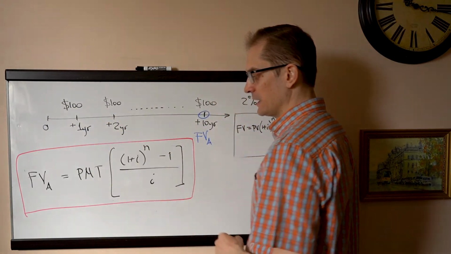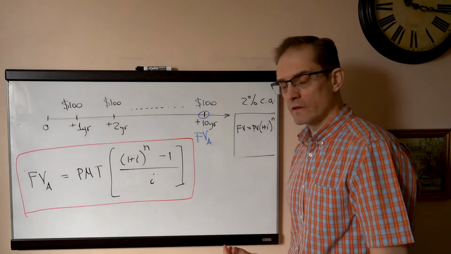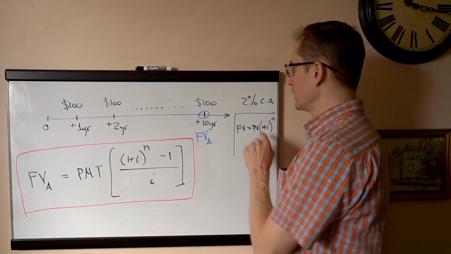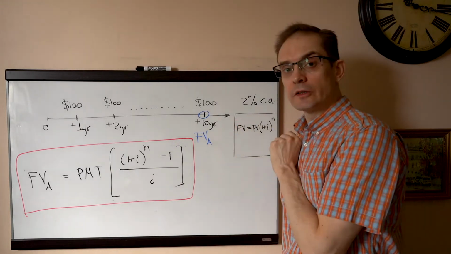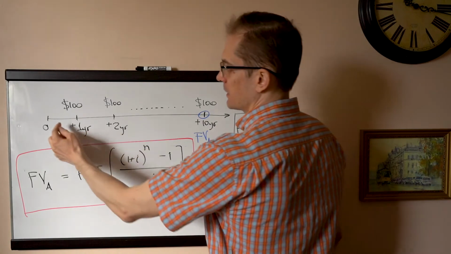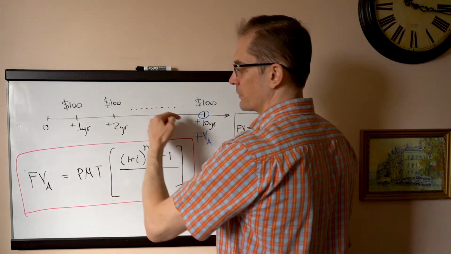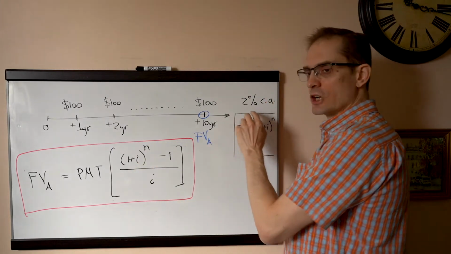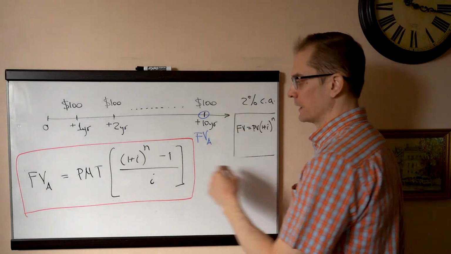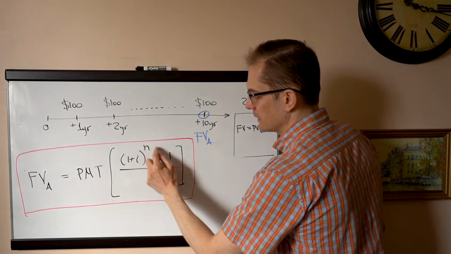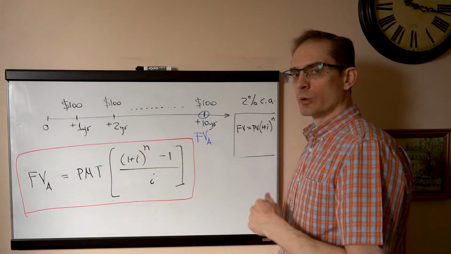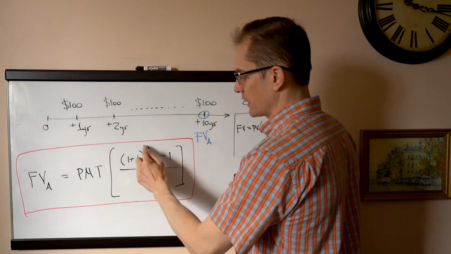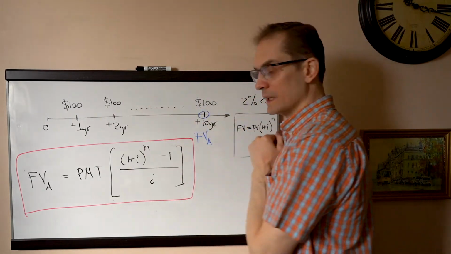What is this I? I is already something we are familiar with. I is the periodic rate. So in this particular problem, we took 2% compounded annually as our rate, and payments are happening at the end of every year. So this I, in this case, will be just 0.02, right? Now n is the total number of payments in the annuity. In this case, we have 10. So n would be 10 here because there are 10 payments.